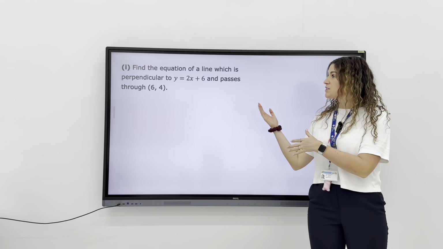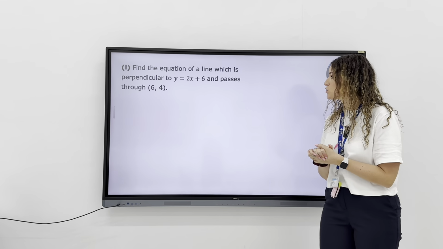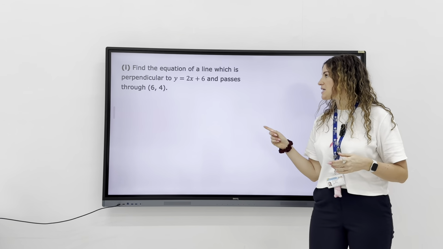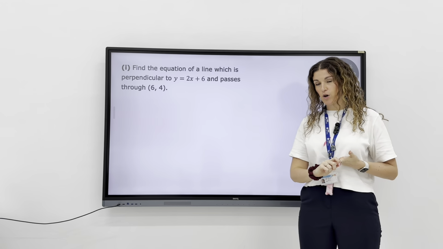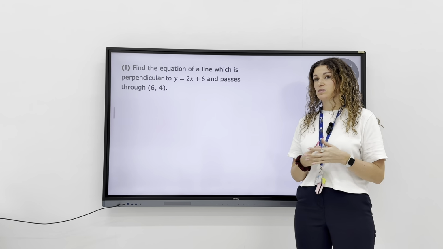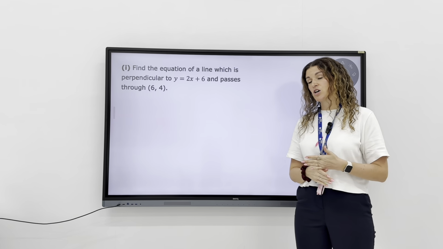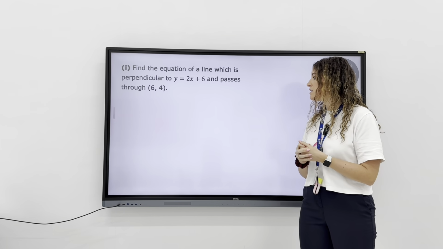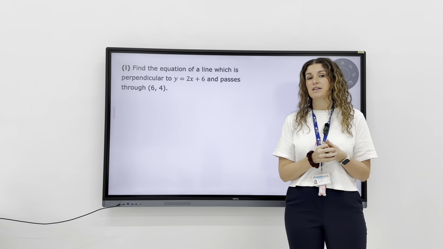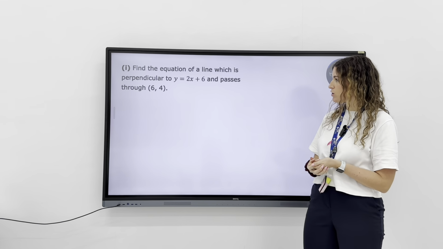Hi, so here's a question on finding the equation of a line which is perpendicular to y equals 2x plus 6 and passes through (6, 4). So first thing that we need to know is, what is perpendicular? It means that the line is at a right angle to this one here. And how do we find a perpendicular gradient? The perpendicular gradient is the negative reciprocal.